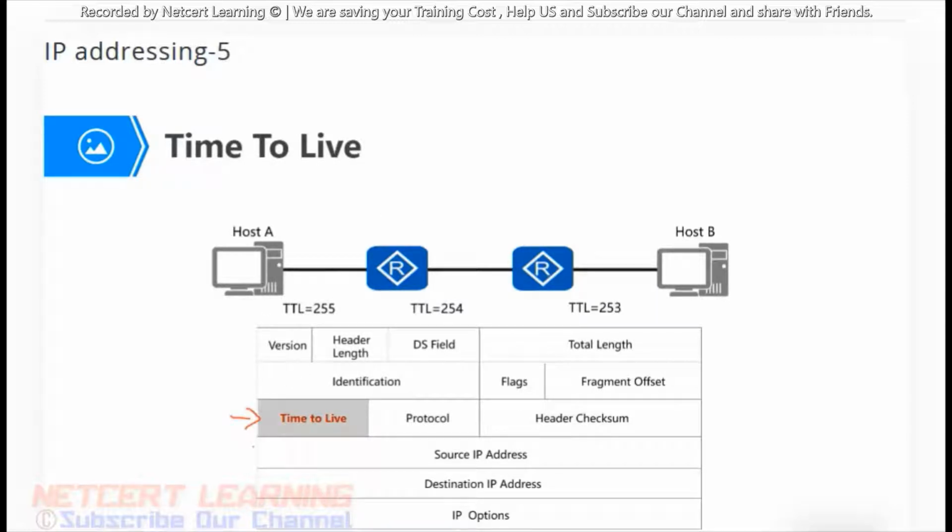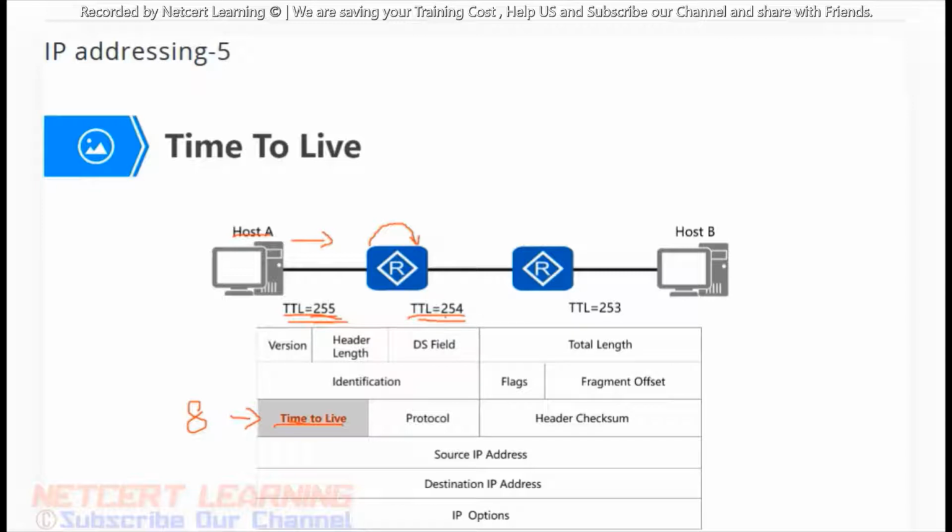That's the time to live. What's the time to live? Time to live is just to count how many hops. Hops just means routers: how many hops the packet has passed. For example, when host A sends the packet out, the TTL uses 8 bits, so the maximum value is 255. When the packet passes one router, this value is decreased by 1.